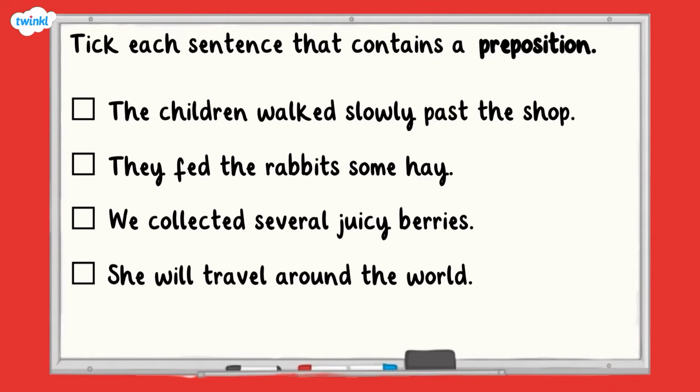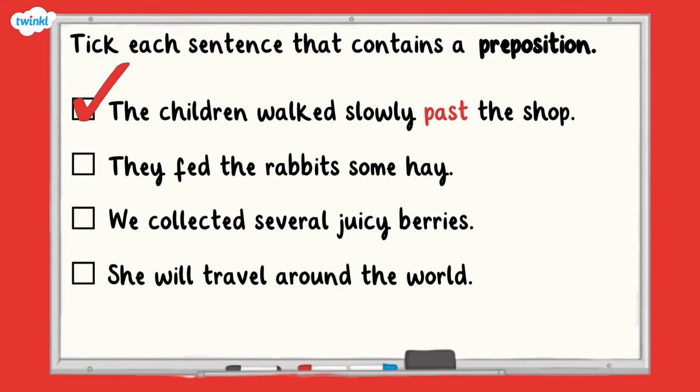The children walked slowly past the shop. They fed the rabbits some hay. We collected several juicy berries. She will travel around the world. There are two sentences here that need to be ticked.